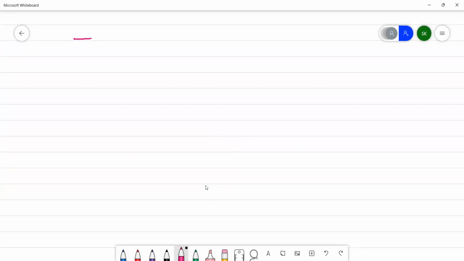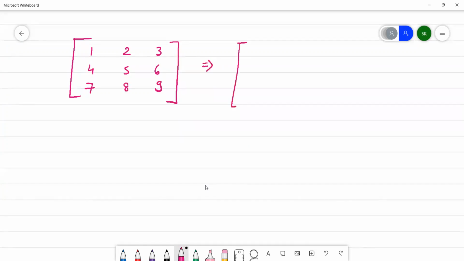Okay, Vishnu, I hope you were able to do it. This is the matrix given to you, and this is what the rotated matrix looks like. Using an additional matrix is of no use, because you have to do it without the use of an additional matrix or array.